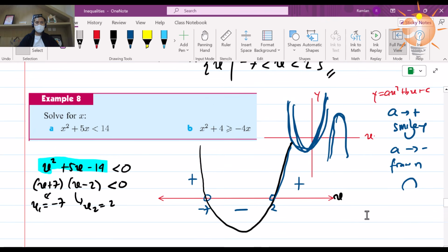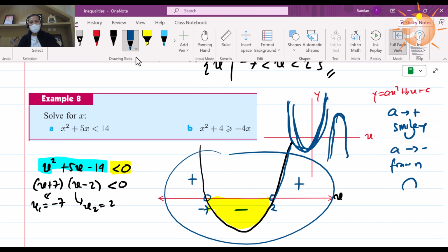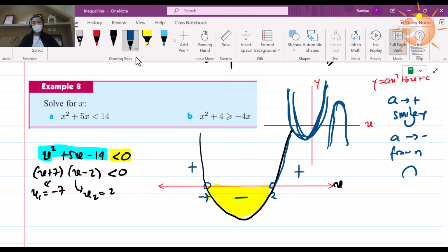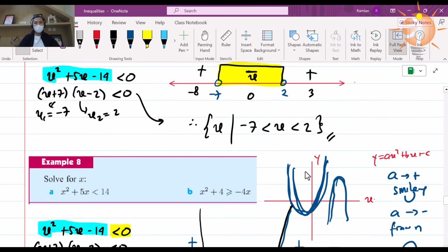Because in this question you're told to find a negative number, which is less than 0, the answer is this, and you'll get the exact same answer. So later on, maybe in the worksheet, you can just draw this graph like this, so that I can see whether you understand the concept of finding the area of the solution.